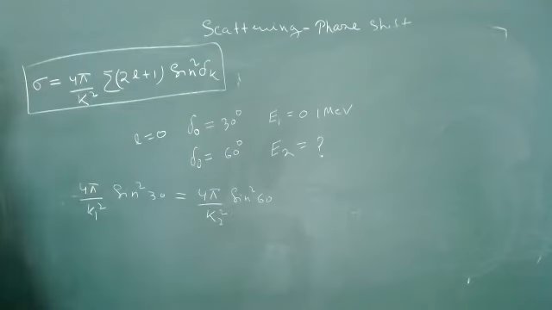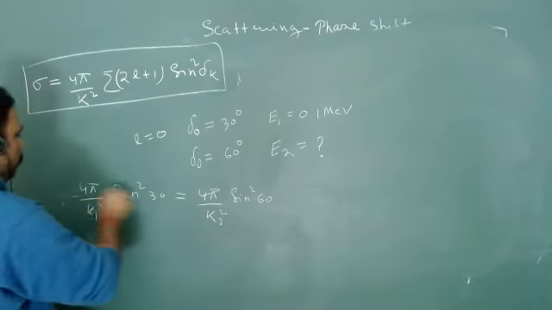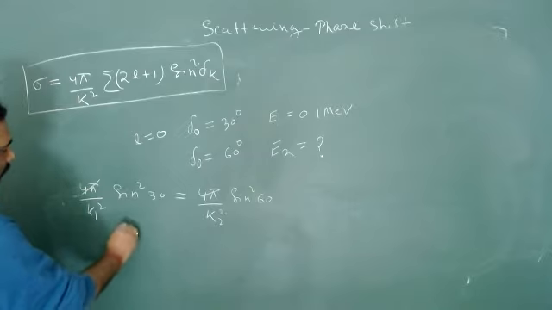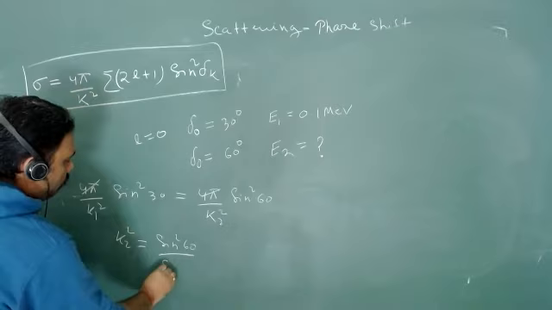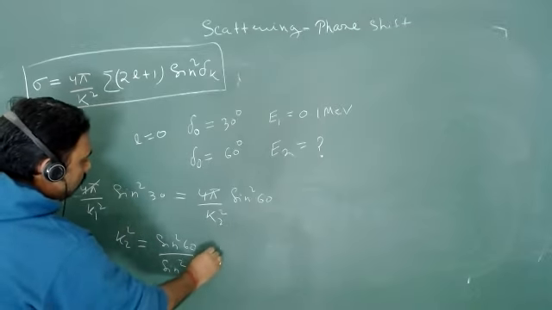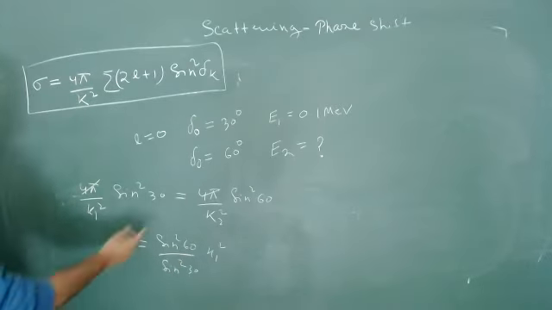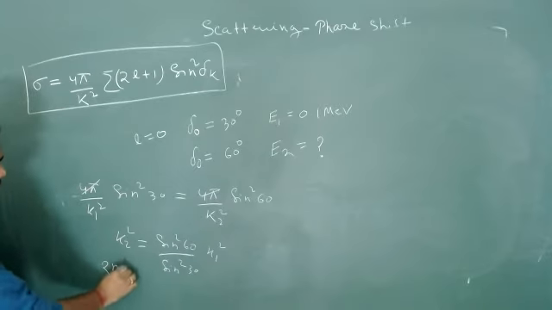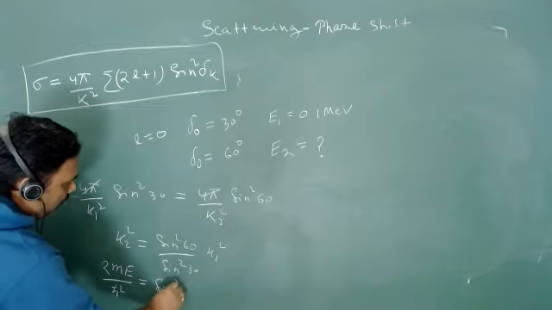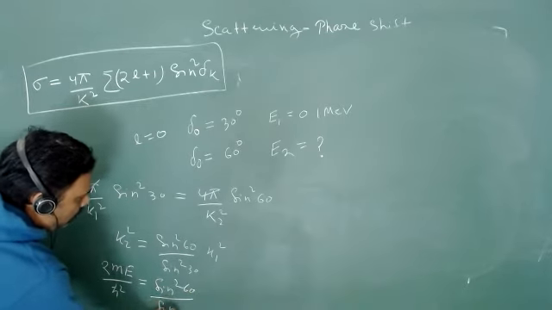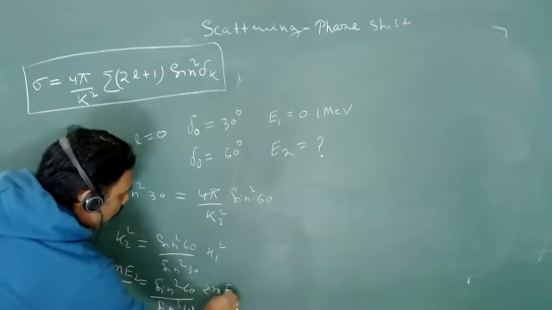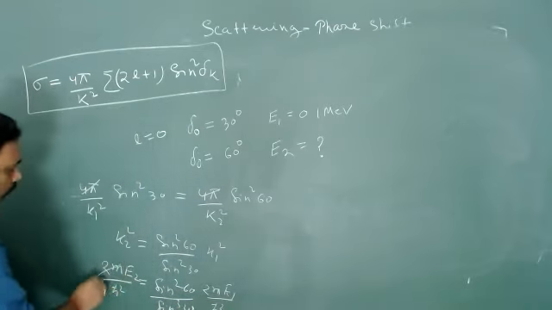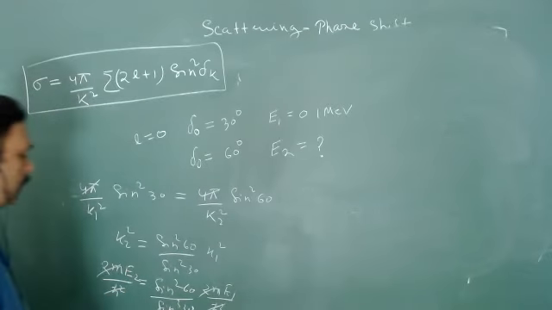Mainly we have to calculate k2, isn't it? So this 4 pi is cancelled, and you can write k2 square is sine square 60 upon sine square 30 times k1 square. That is what we have to find. And what is k2? Basically, 2mE2 upon h cut square is equal to sine square 60 upon sine square 30 times 2mE1 upon h cut square. So 2m and h cut square cancel out. You can easily calculate E2.